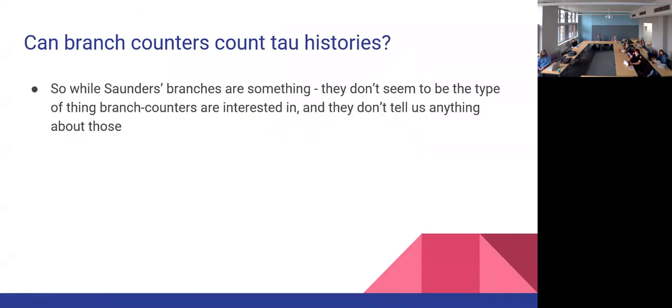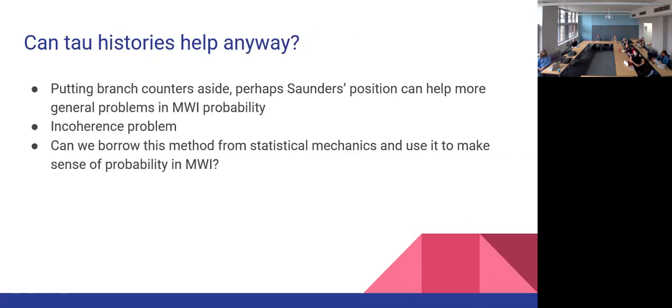So can we count these tau histories and treat them like branches? While Saunders branches are something, they don't seem to be the type of thing that the old branch counters would be interested in, and they don't tell us anything about those. But can they help anyway? I'll just scroll down my notes.